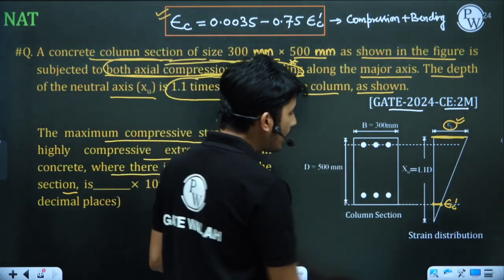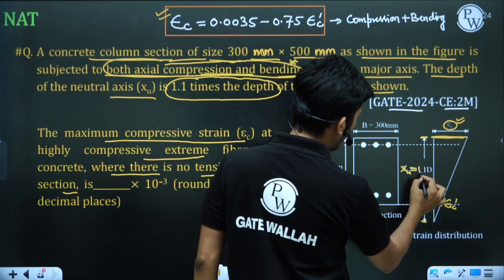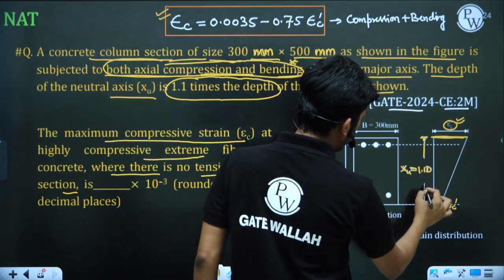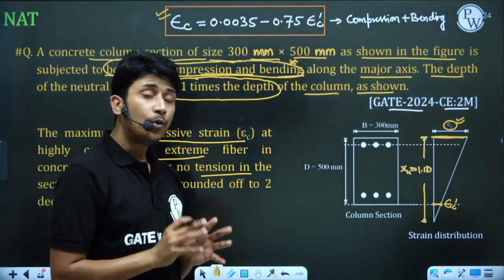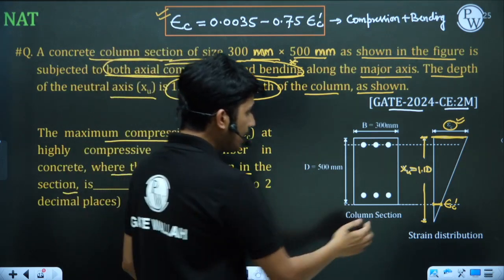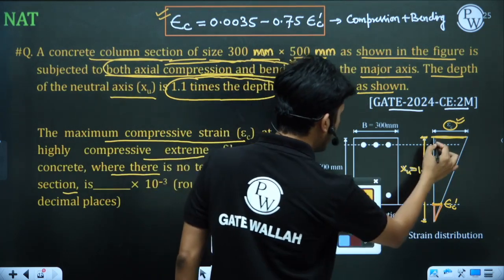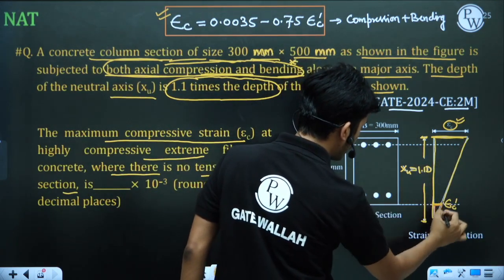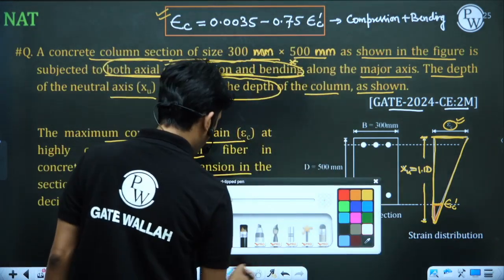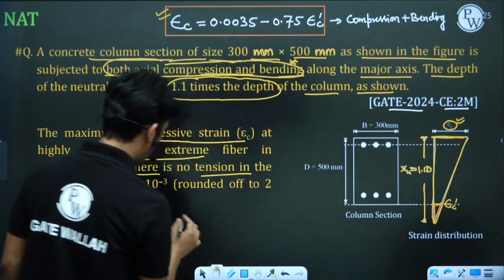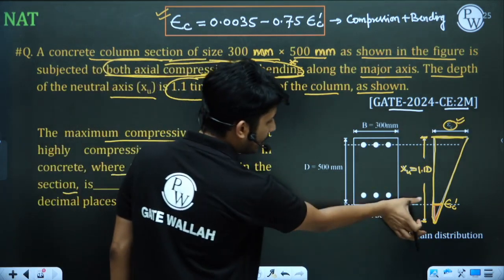And the overall triangle has the depth of XU and XU is given as 1.1 times of the depth of the section. So this question will be easily solvable if you know the properties of similar triangle. This smaller triangle and this bigger triangle are similar triangles. So if we apply the similar triangle formula, we can say that epsilon C dash upon epsilon C is equal to this value.